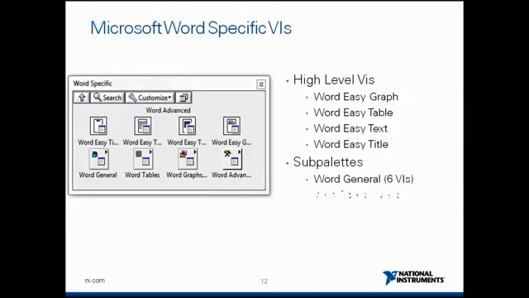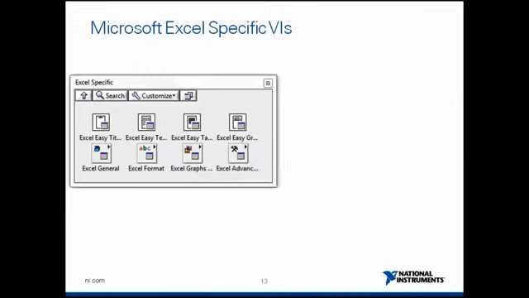Word General VIs allow you to set different kinds of headers, margins, etc. within the report. We have Word Tables, which allows you to do different modifications to a table within Microsoft Word. We have Word Graphs and Pictures, which allow you to, say, change the colors, the pattern of graphs, etc. And finally, we have Word Advanced, which is the VI you see on the bottom right corner of the screenshot, which allows you to achieve advanced functionality.